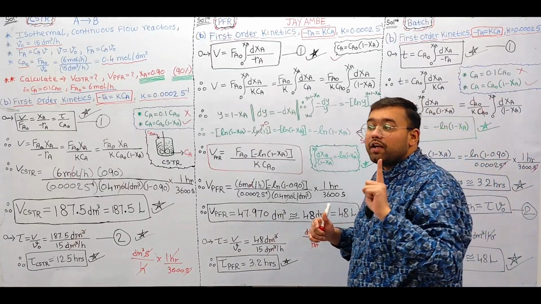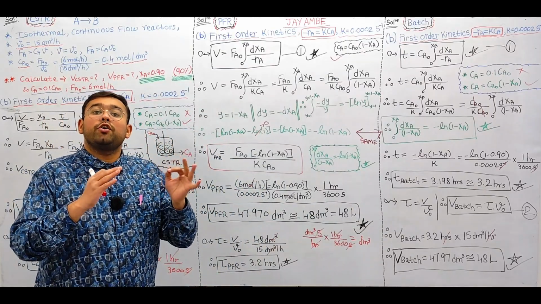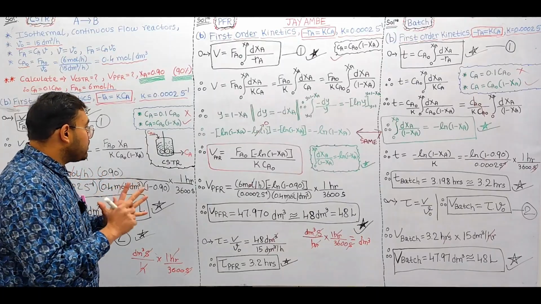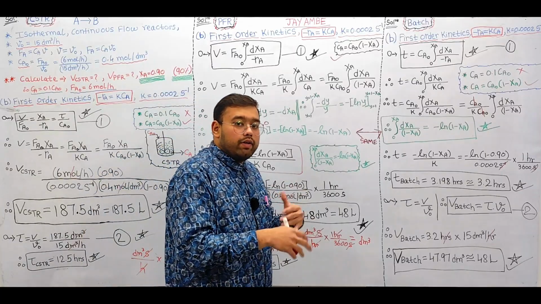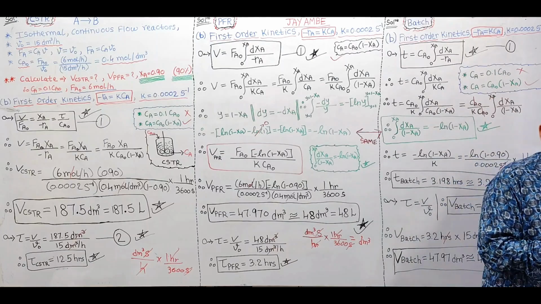Okay, with respect to each individual hour, the volumetric flow rate indicates the continuous flow, right? Which means for the first hour, 15 liters volume of the fluid will enter into the reactor and the reaction will take place, and 15 liters volume will exit through the outlet stream of the reactor.